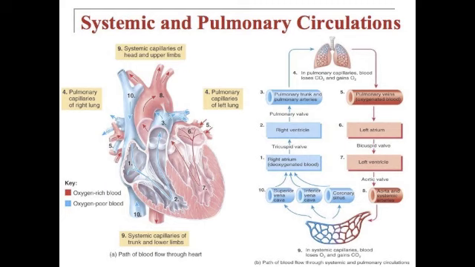So moving on to figure 20.7 on page 738. This is the systemic and pulmonary circulations. So the left side of the heart pumps oxygenated blood into the systemic circulation to all tissues of the body except the pulmonary alveoli of the lungs. The right side of the heart pumps deoxygenated blood into the pulmonary circulation to the pulmonary alveoli of the lungs.